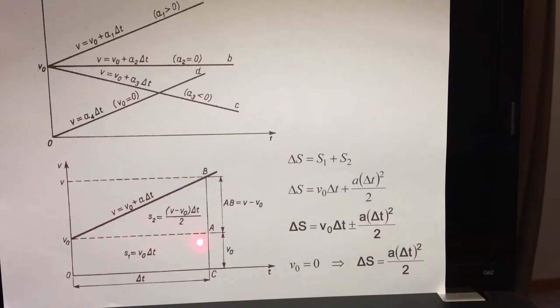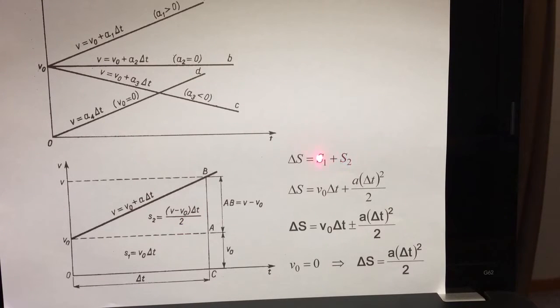Now, the triangle. In order to find the triangle area, we need to multiply the base by the height and divide it by 2. The base is again equal delta t, and the height is v minus v0, which is written over here. But from the previous conversions, we remember that v minus v0 equals a times delta t. After multiplication, we receive a times delta t squared. So s2 equals a times delta t squared over 2.